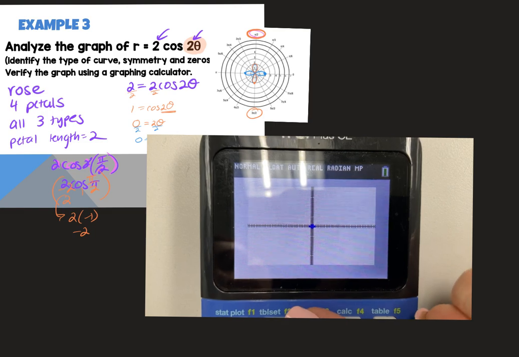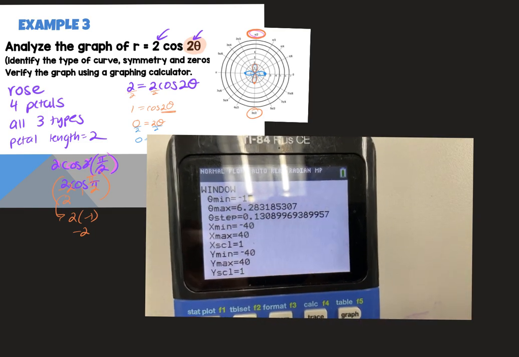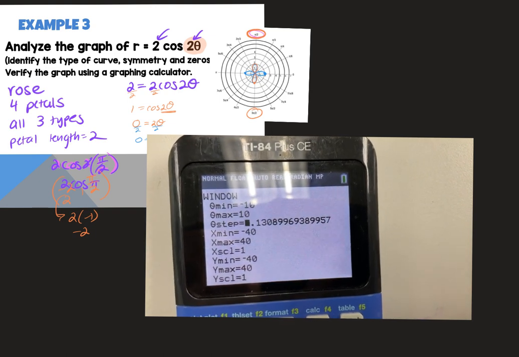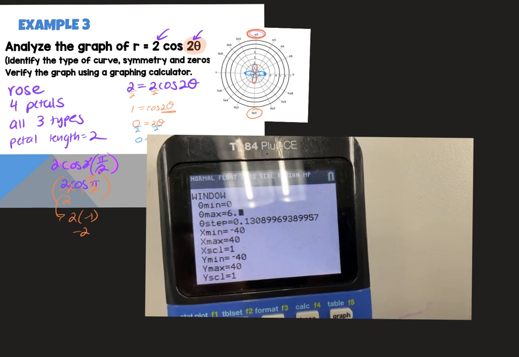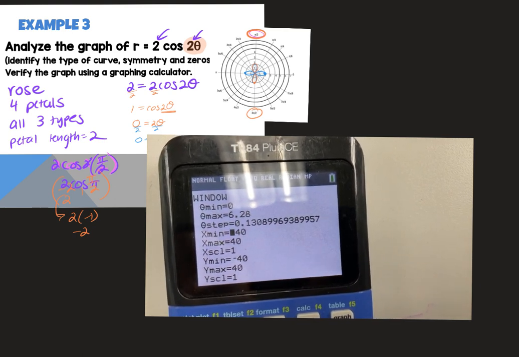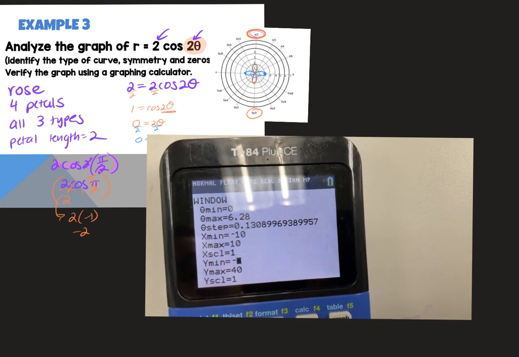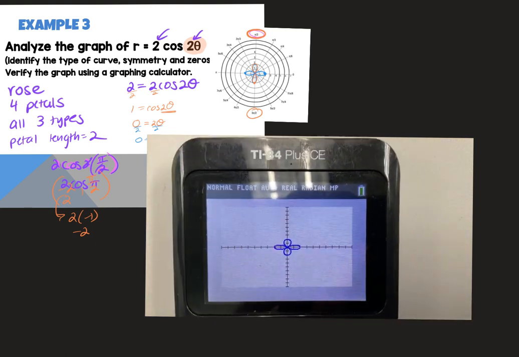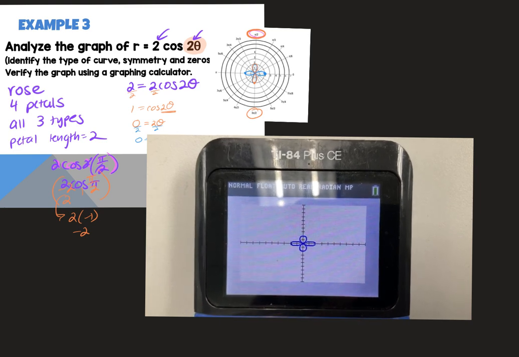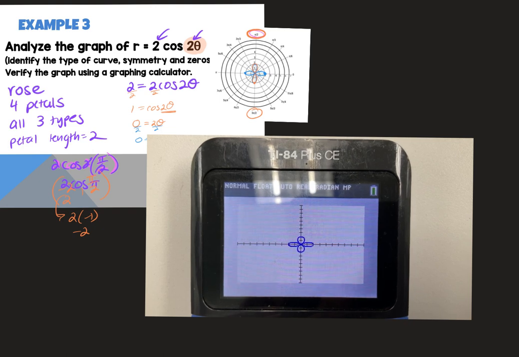Oh, I'm so zoomed in. Let me adjust my zoom. Does the 2 go into the parentheses? The 2 goes into the parentheses. Yep. Okay, there's your rose. And it will graph it. If you pay attention, it's going to graph it in the order that you would get those angles. So it would start at 0 and it would go to 2 pi.